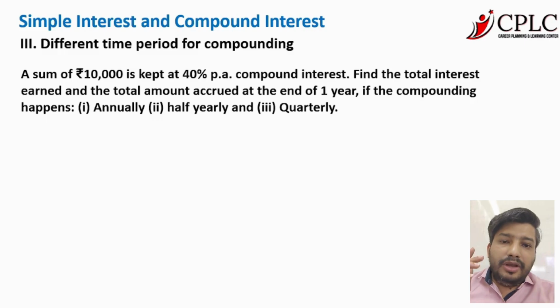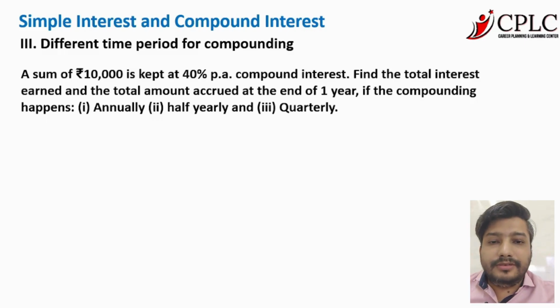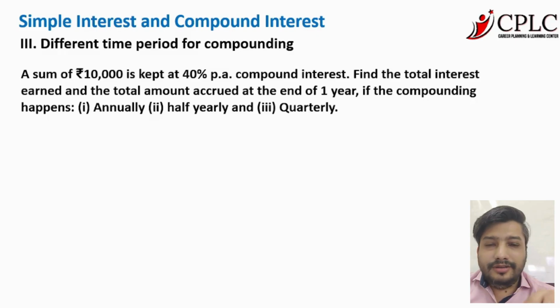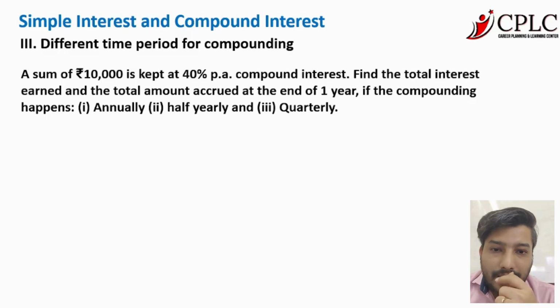in 1 year the compounding is going to happen only once, because that is the interpretation of annual compounding. If it happens half yearly, that means in 1 year it is going to happen 2 times, because every 6 months the compounding will happen. And if it is going to happen quarterly, that means every 3 months there will be a compounding. So in 1 year it is going to happen 4 times. So first, how many times the compounding happens.